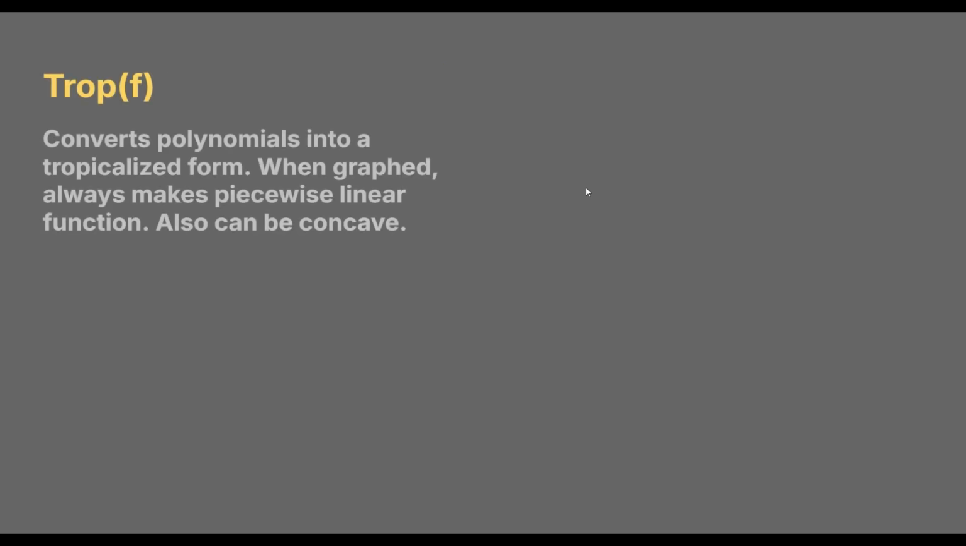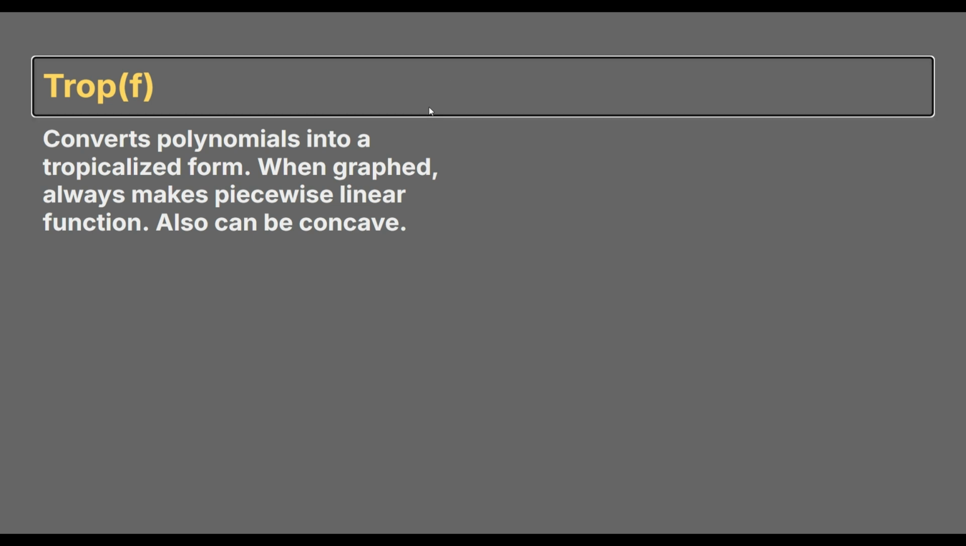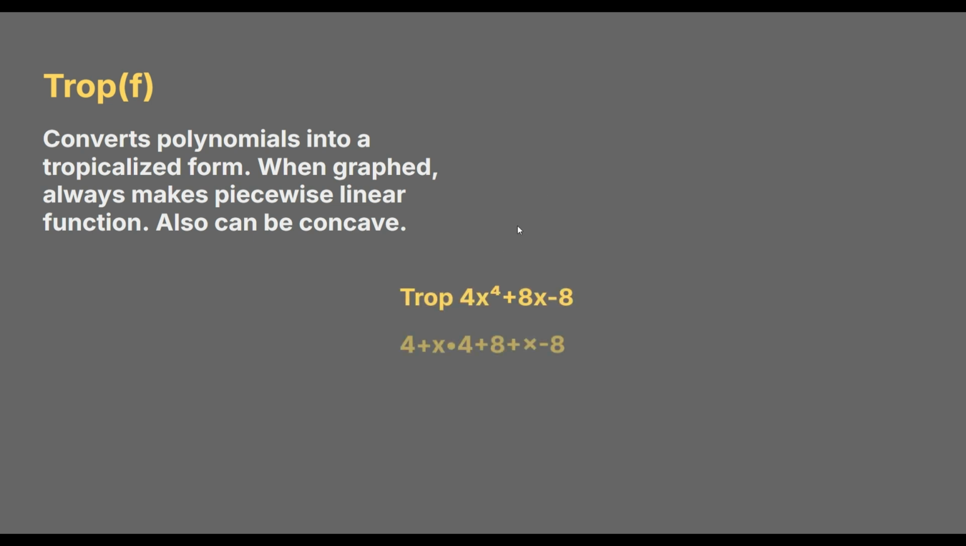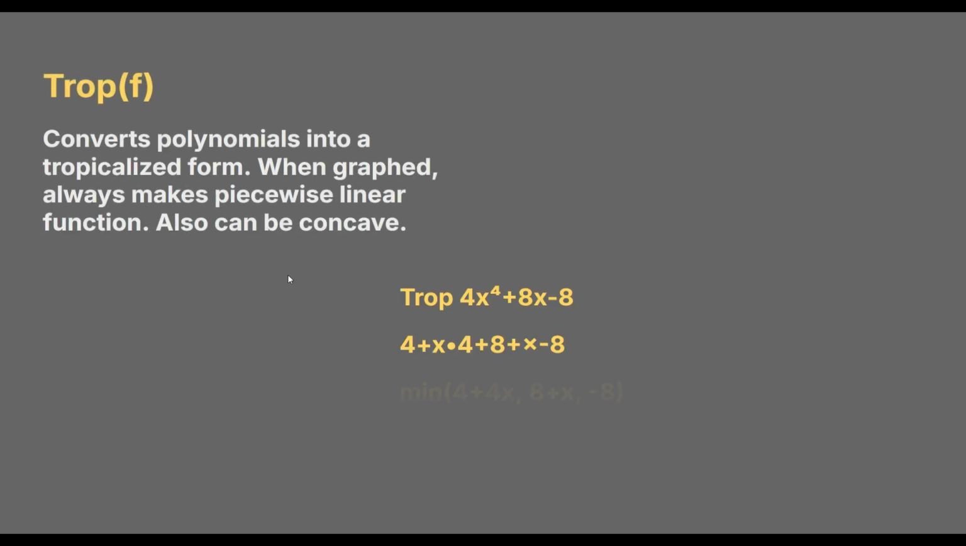Trop F converts polynomials into the tropicalized form. When graphed, it always makes a piecewise linear function. It can also be concave. Multiplication becomes addition, powers become multiplication, and any non-variable term stays the same. Tilde diaeresis is used in APL to reverse arguments.